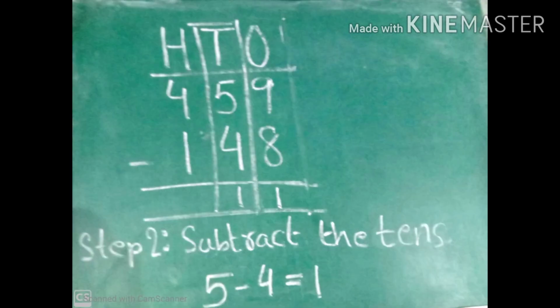Step number 2. Subtract the tens. That is 5 minus 4. 5 minus 4 gives us only 1.